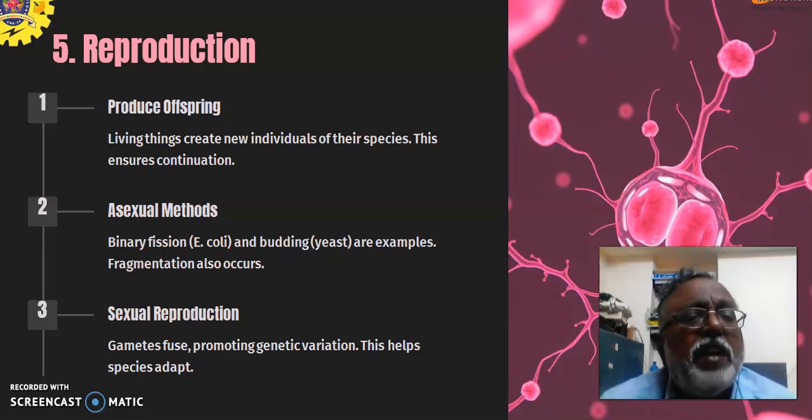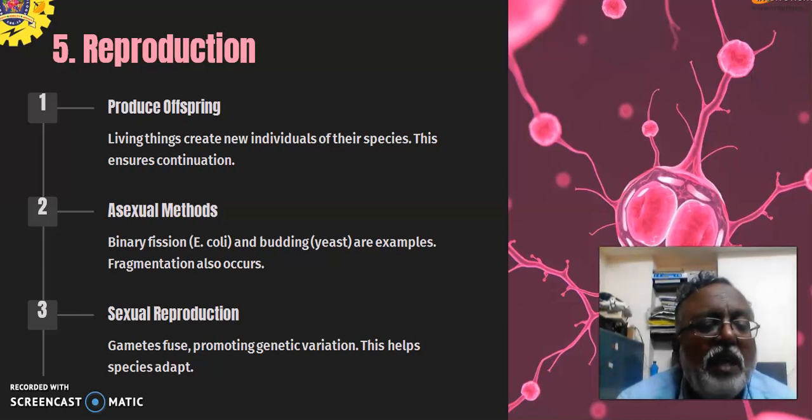The fifth one is reproduction. There are three categories under reproduction: producing offspring, asexual methods as well as sexual reproduction. Producing offspring means that living things create new individuals of their species. This ensures continuation, and binary fission and budding are some examples. In sexual reproduction, gametes fuse, promoting genetic variation that helps the species adapt.